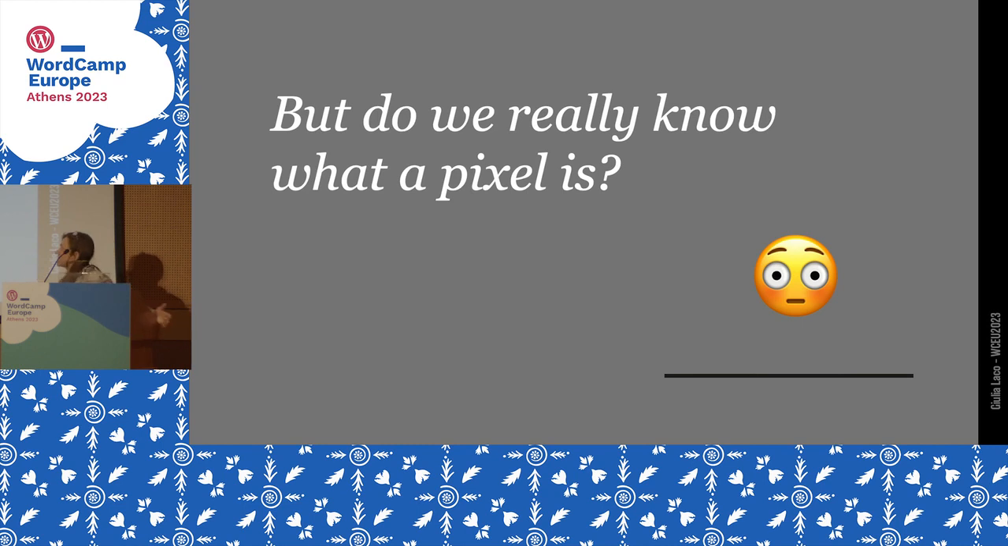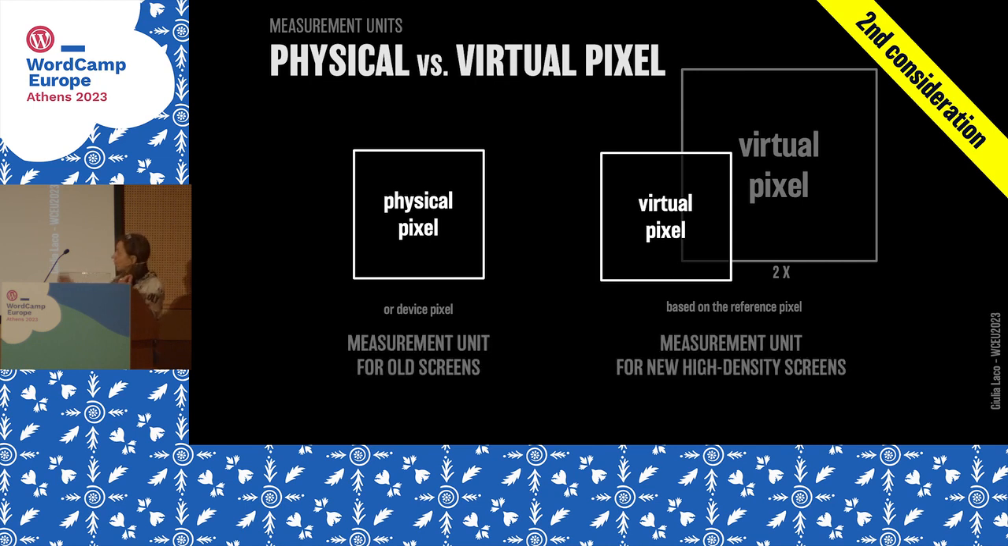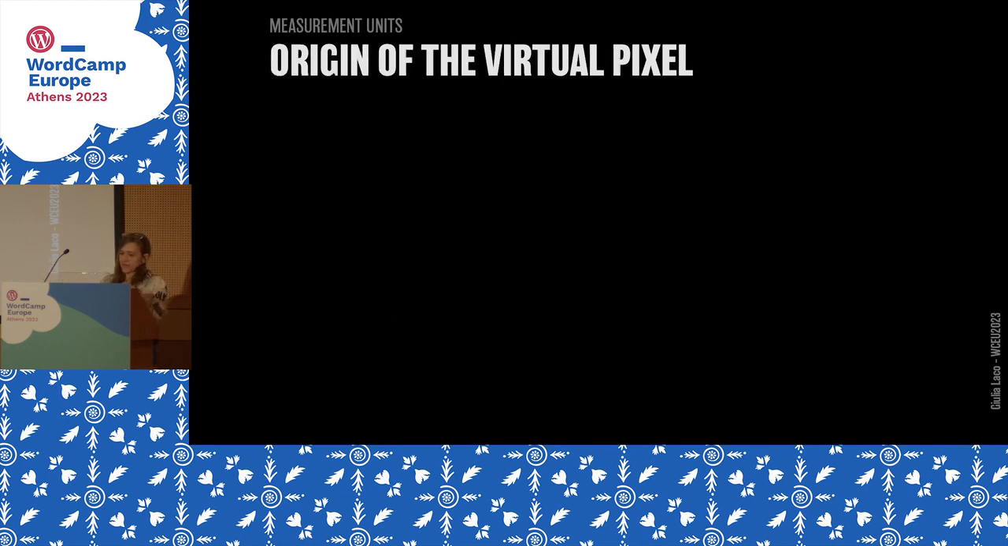But do we really know what a pixel is? Are you sure? We used to know. Some time ago we had screens where the pixel was a hardware pixel, the smallest point a screen could show. But that's no longer the case, because everywhere we have virtual pixels that are based on reference pixels, on old screens and new screens. And what is the origin of the virtual pixel?